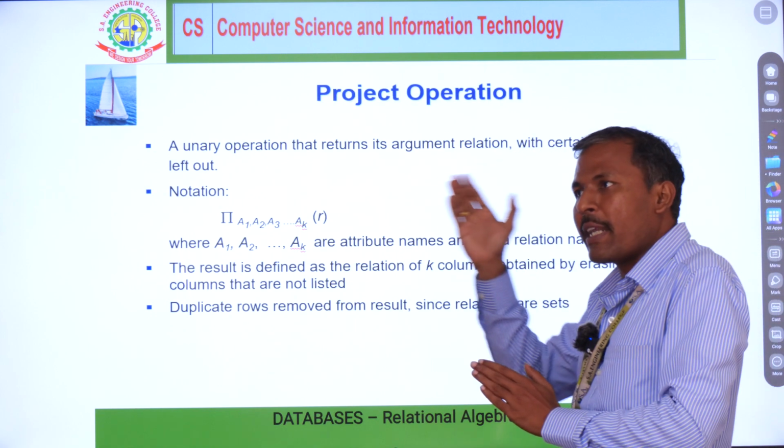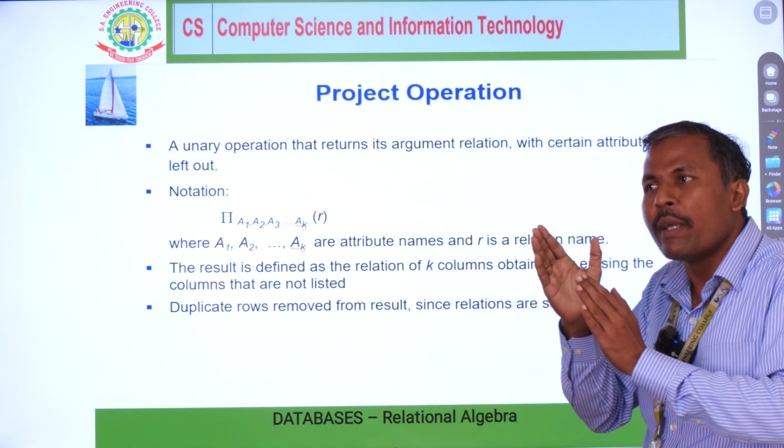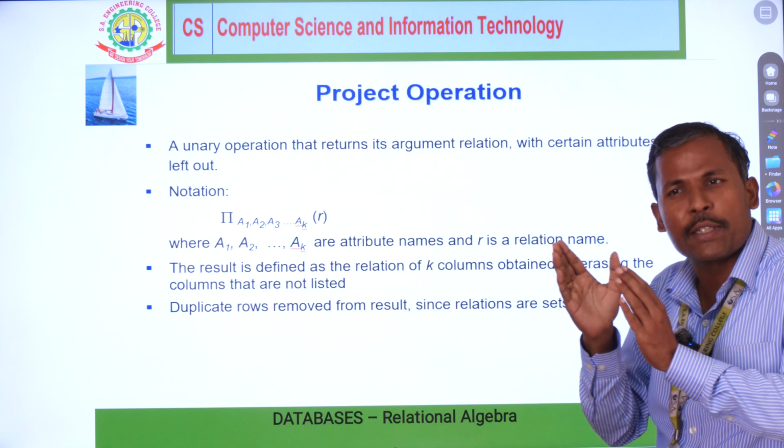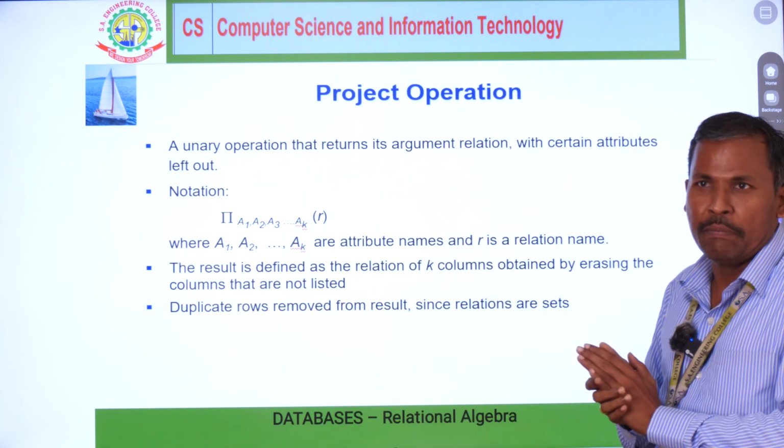Imagine that the instructor table has 4 attributes. You don't want all the 4 attributes. You have to leave out a few attributes. You just want only 3 or 2 columns. You have to go for the project operation, right?